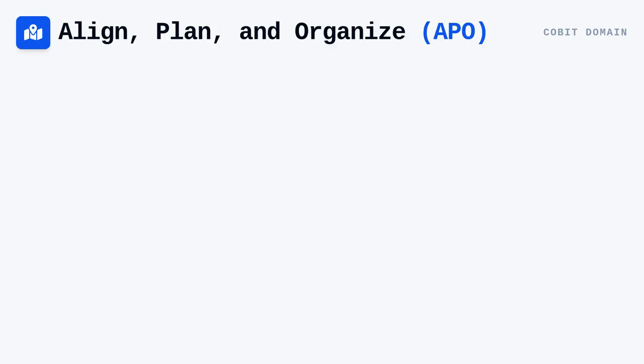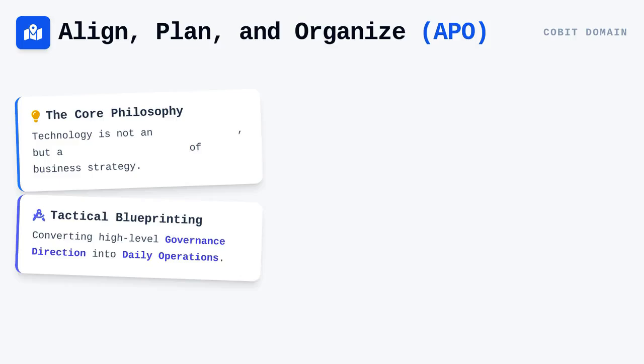The Align, Plan and Organize domain, commonly abbreviated as APO, represents the tactical planning phase within the COBIT management objectives. While governance sets the direction, APO is where we design the blueprints for how that governance will manifest in our daily operations. It requires us to look at the enterprise as a holistic ecosystem where technology is not an isolated silo, but a fundamental enabler of business strategy.